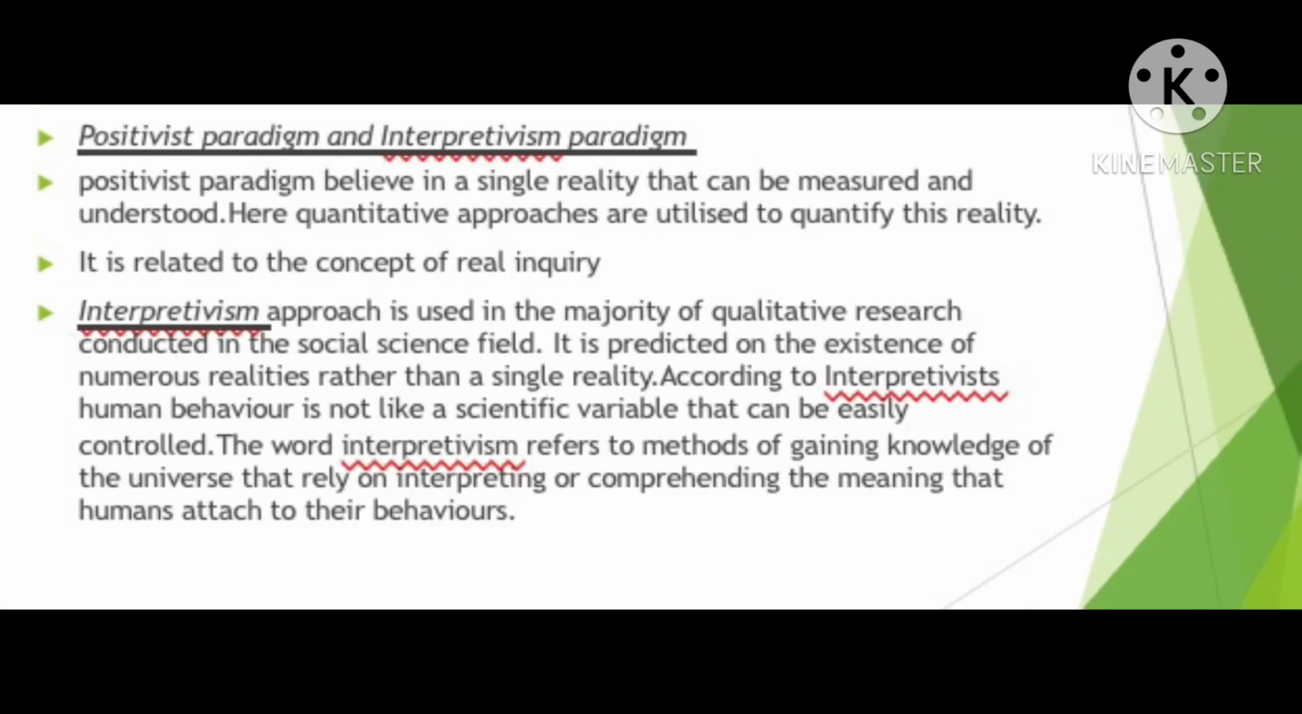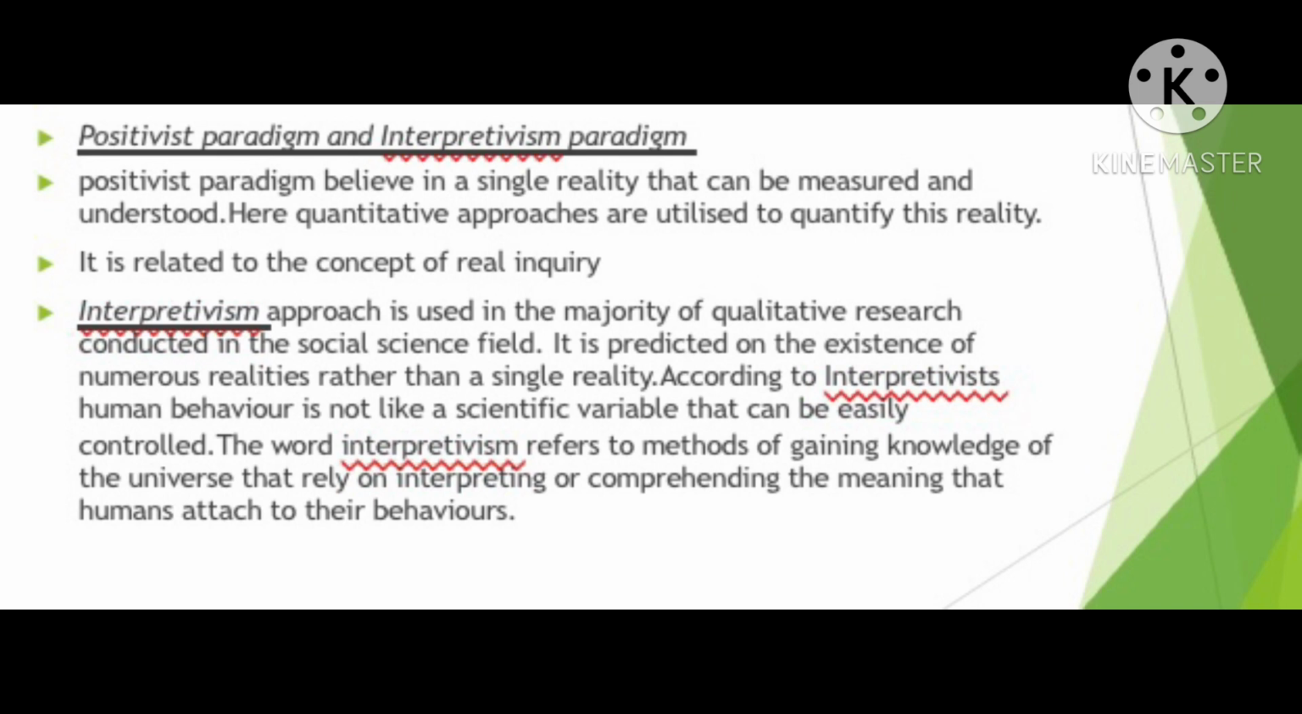Now let us see what the two main types of research paradigm are. First one is the positivist paradigm and second one is the interpretivism paradigm. In short, we can say that the positivist paradigm is just an objective paradigm, in that whatever we observe, we believe that.